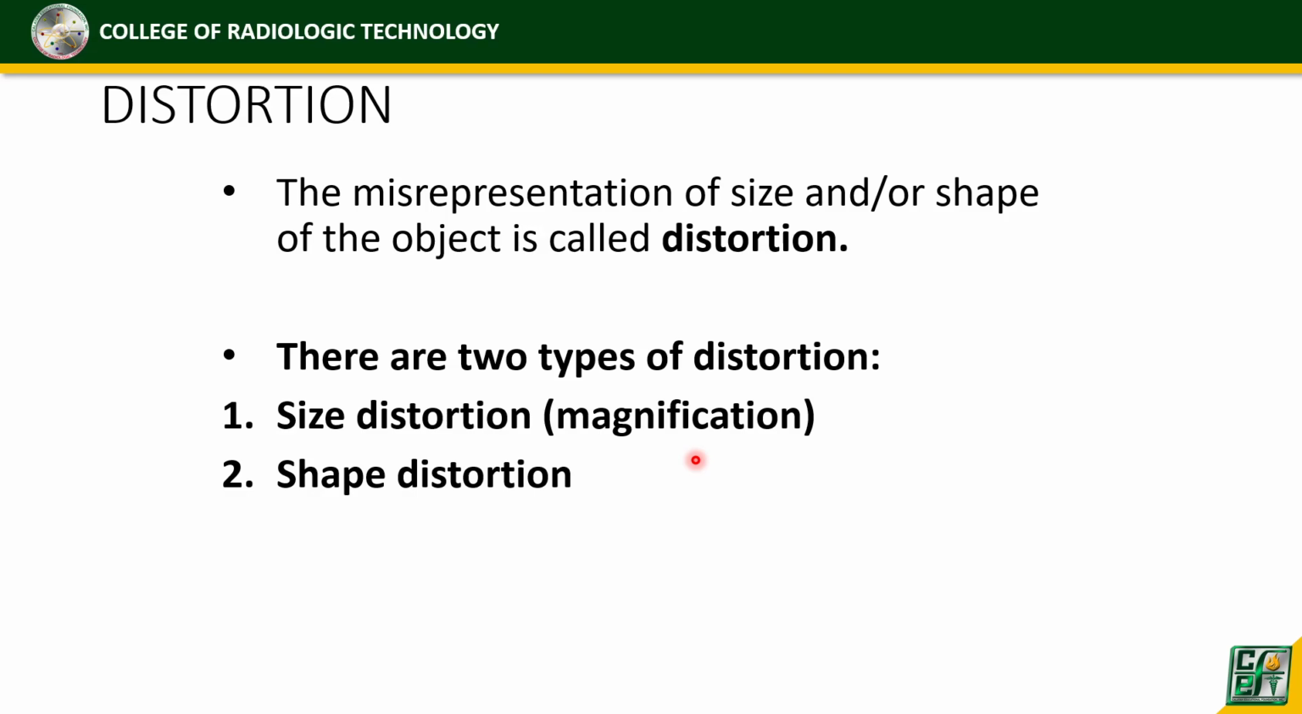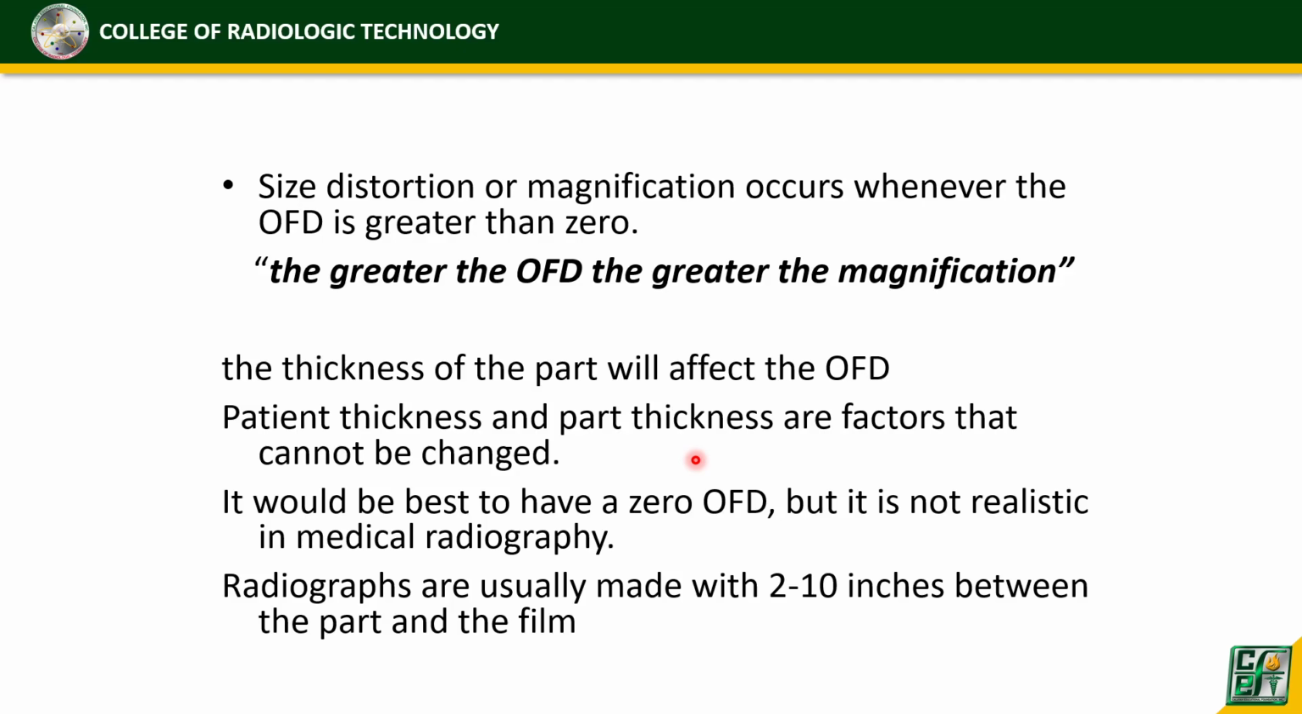And distortion is defined as the misrepresentation of size and or shape of the object examined. So there are two types of distortion. We have size distortion and shape distortion. Okay. So sa size distortion, we have magnification and minification. Sa shape distortion, we have elongation and foreshortening. So size distortion or magnification occurs whenever the OFD is greater than 0. So the greater the OFD, the greater the magnification. So that means OFD and magnification is directly proportional.